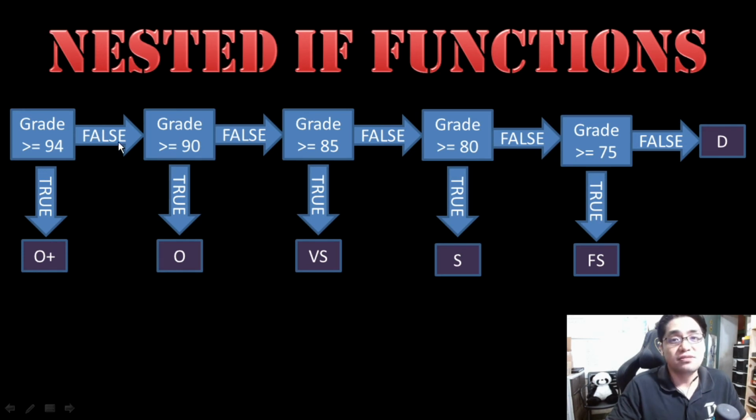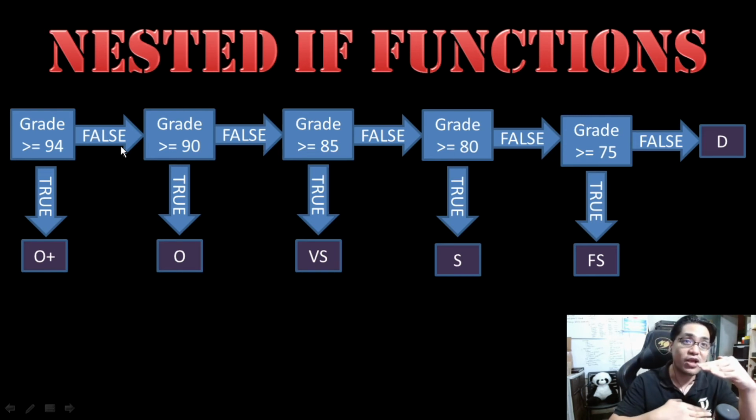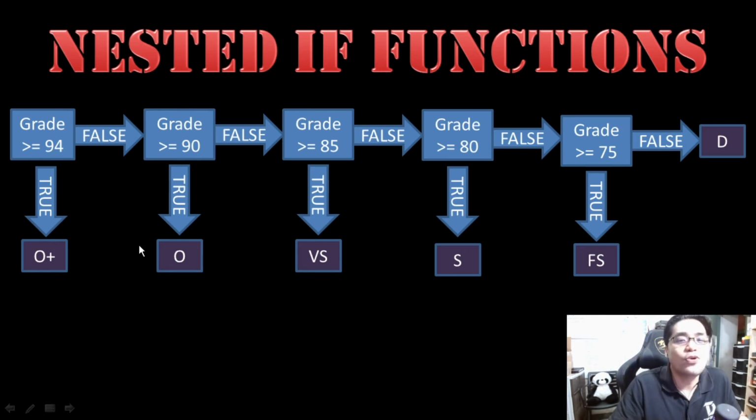If it is false, therefore, it is less than 94. Of course, if it's not greater than or equal to 94, then it's less than 94. But if it is false, then check, is it greater than or equal to 90 despite being less than 94? So in other words, you're already checking within the range of less than 94 and greater than or equal to 90. If that is true, then the grade is going to be O.